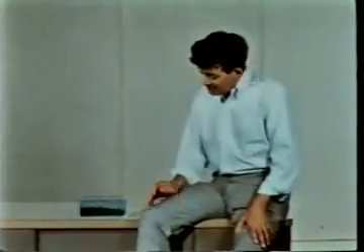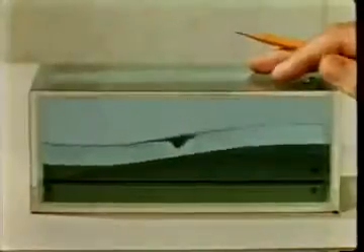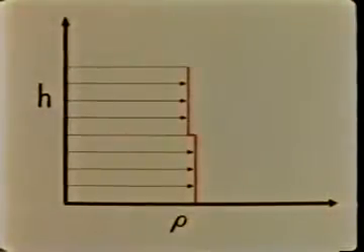A stratified fluid is a fluid with density variations from one point to another. This is a stratified fluid system. A lighter fluid on top and a slightly heavier fluid below. The density changes abruptly at the interface. The curve of density against height looks like this.